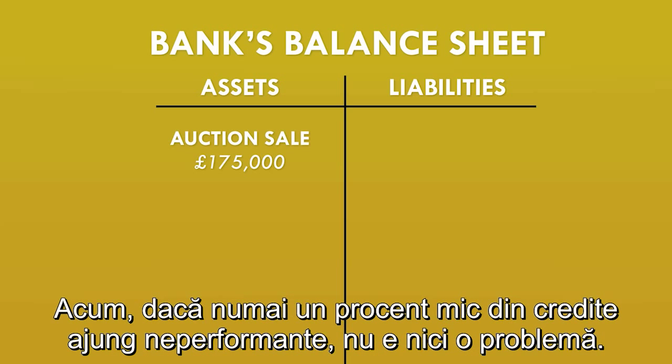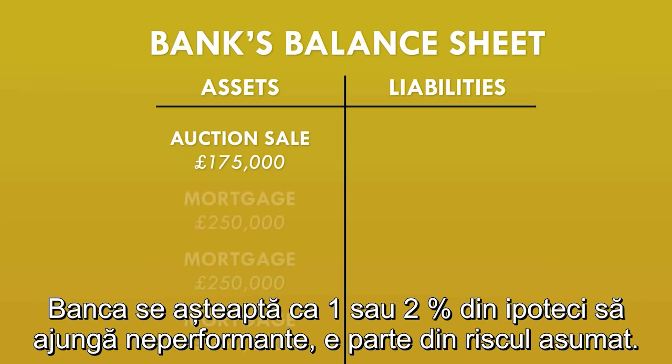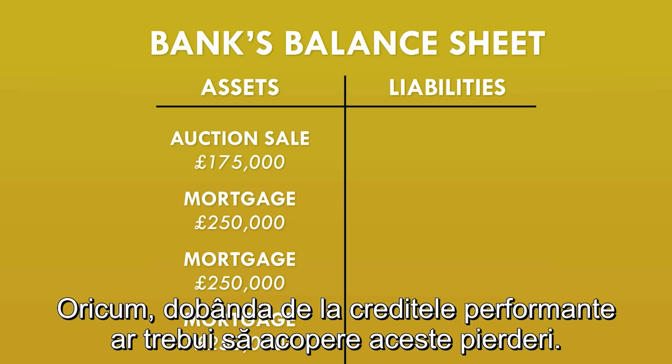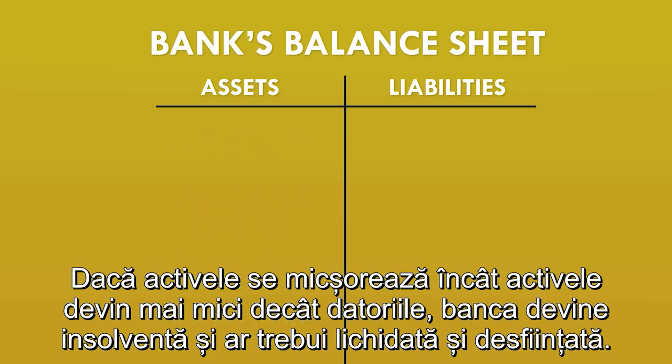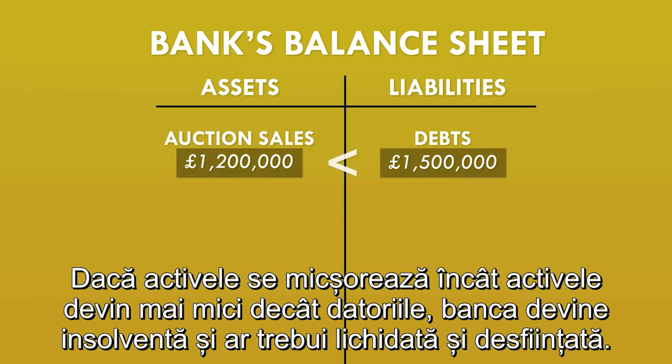Now, if only a small percentage of the loans go bad, there's no problem. The bank already expects at least 1 or 2 out of every 100 mortgages to go bad. That's just part of the risk. And besides, the interest payments from the loans that don't go bad should cover these losses. But if everyone starts defaulting at the same time, then the bank's assets can start shrinking rapidly. If the assets shrink so much that the bank's assets are less than their liabilities, then the bank is insolvent and should be liquidated and shut down.